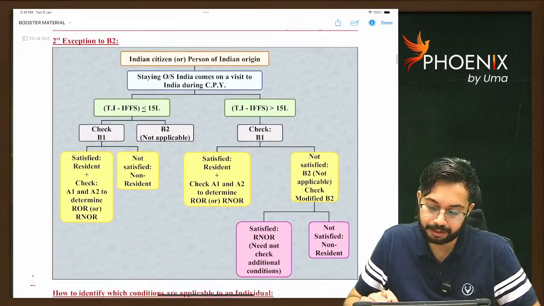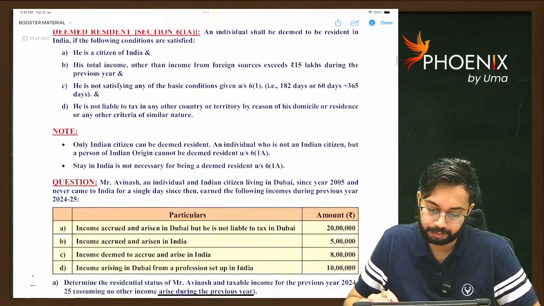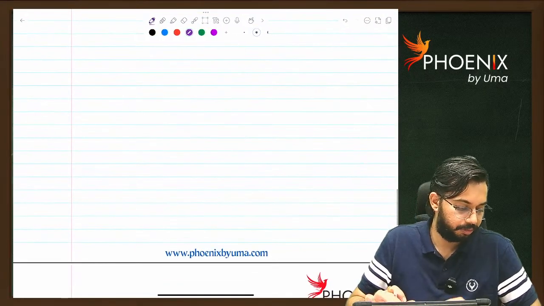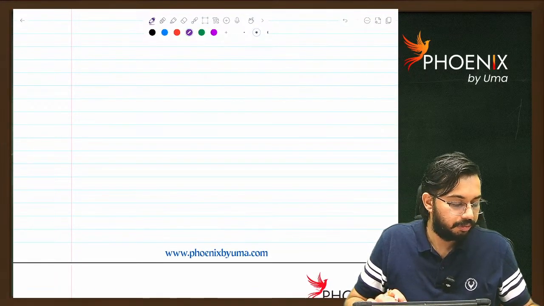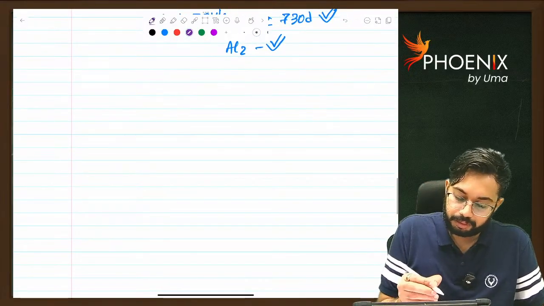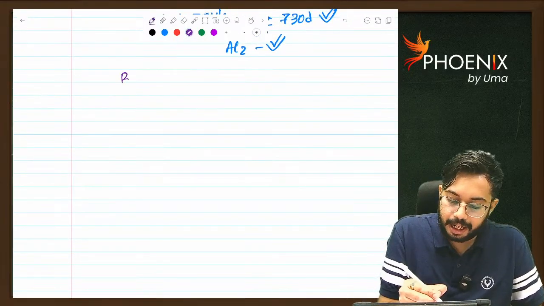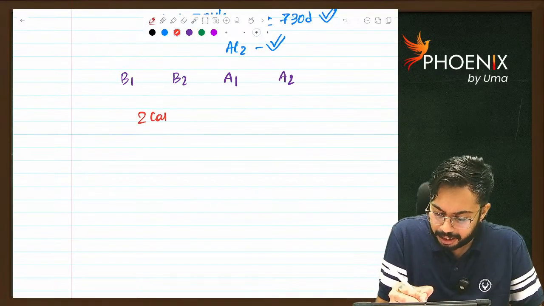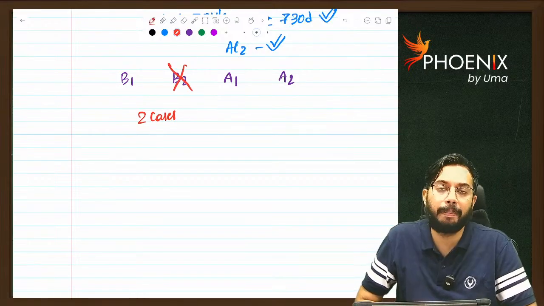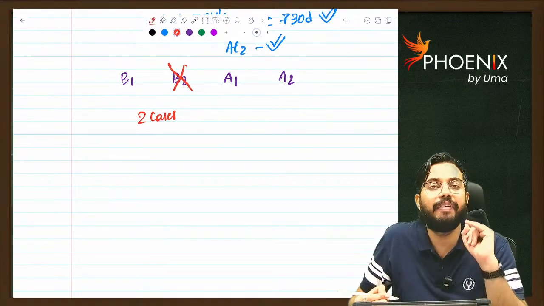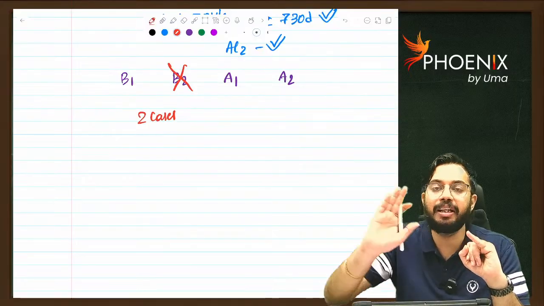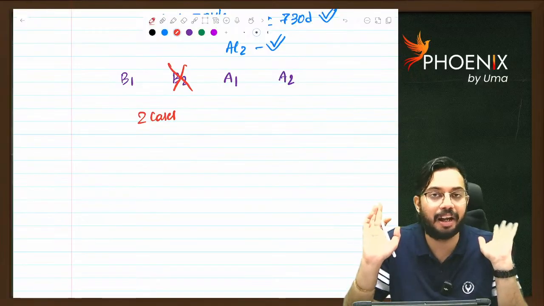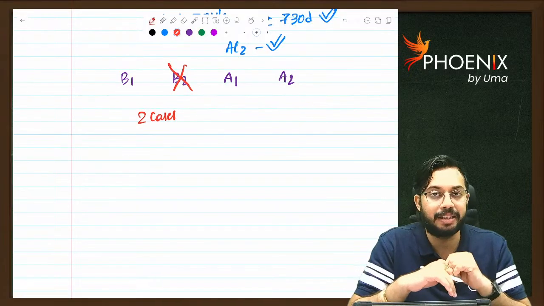Next, exception. See, there is B1, B2, A1, A2. There are two cases in which B2 is not applicable. That means in those two cases, we will check only B1. If B1 is satisfied, he is resident in India. If B1 is not satisfied, he directly becomes non-resident. Are you able to understand? You are not required to check basic condition 2.